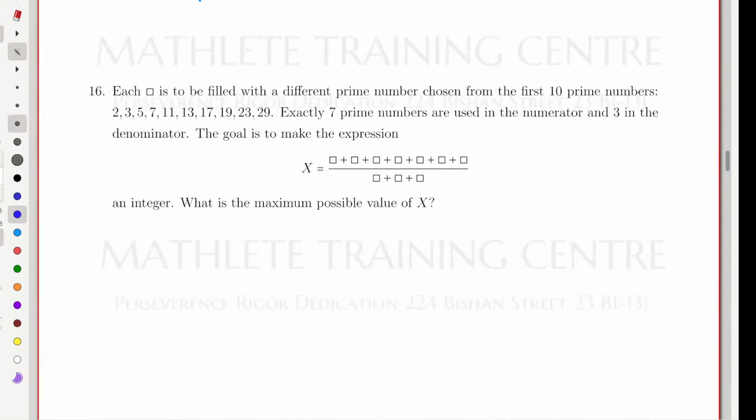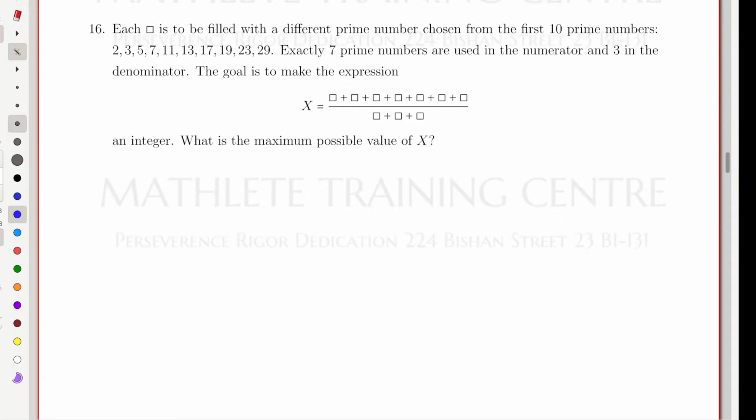Okay, let's move on to question number 16. Each square here is to be filled with a different prime number chosen from the first 10 prime numbers. Right, 2, 3, 5, 7, 11, 13, 17, 19, 23, and 29. Out of these 10 numbers, I'll use 7 of them in the numerator and add them up. I'll use 3 of them in the denominator and add them up.